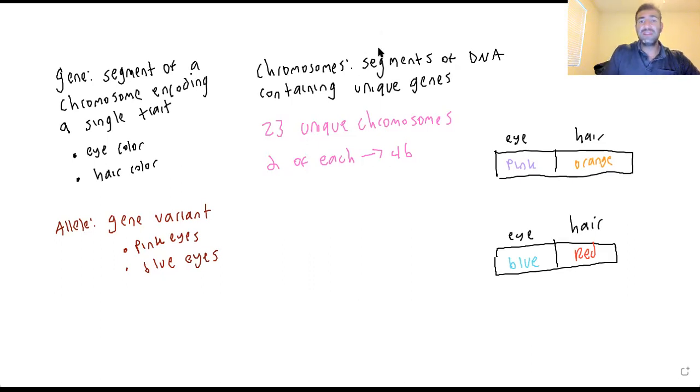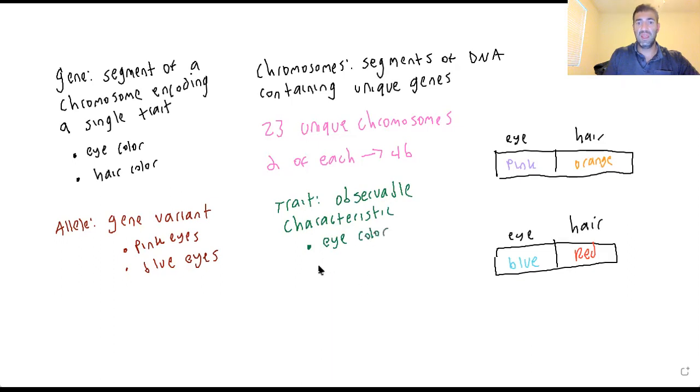A trait is anything that we call an observable characteristic. A trait is very similar to a phenotype, which we'll talk about in a moment. Observable characteristic. For example, eye color and hair color.